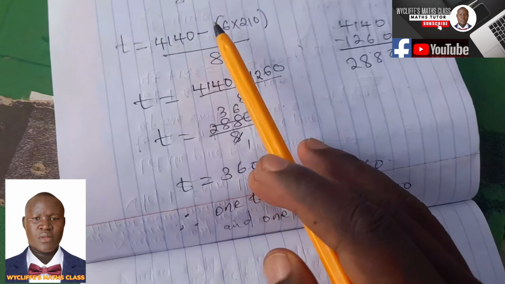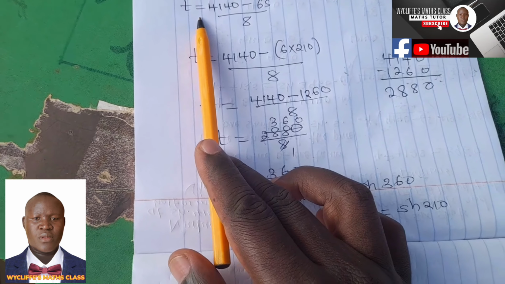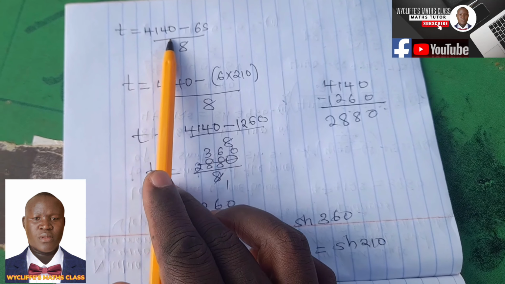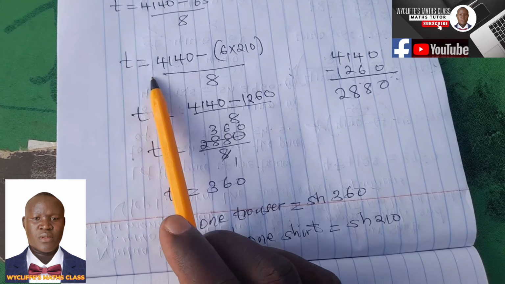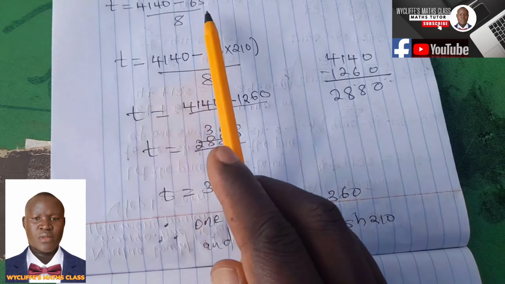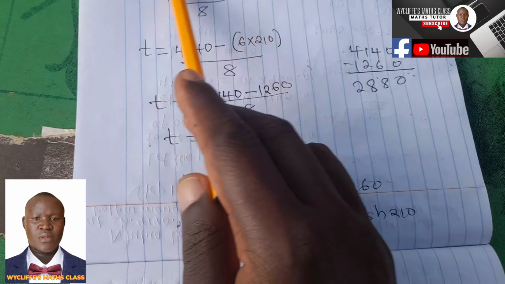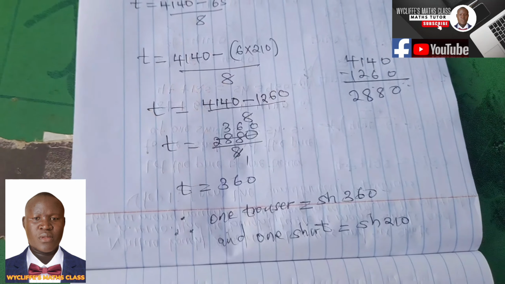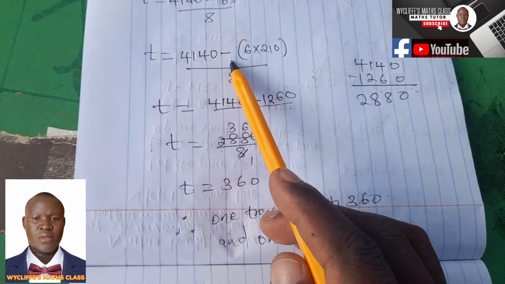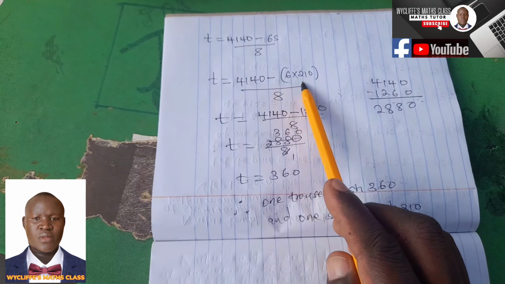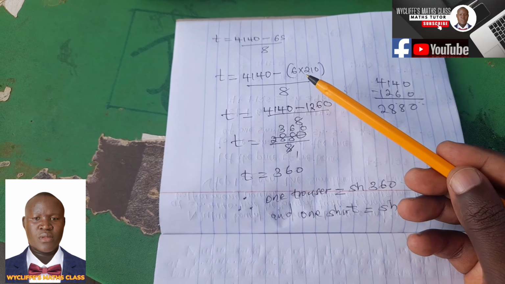Because now we have the value of s, go back to equation 3. Equation 3 said t is equals to 4140 minus 6s over 8. This means now, to get the value of t, we are going to substitute s in the equation which was expressed with t as the subject of the formula. And remember, t is equals to 4140 minus 6s over 8. So 6s means 6 times 210. Remember, 210 is the value of s we have obtained.